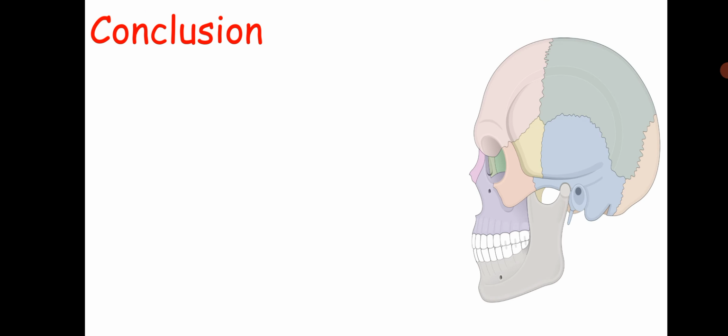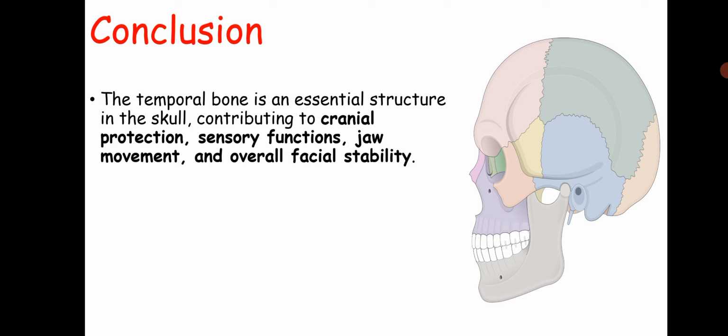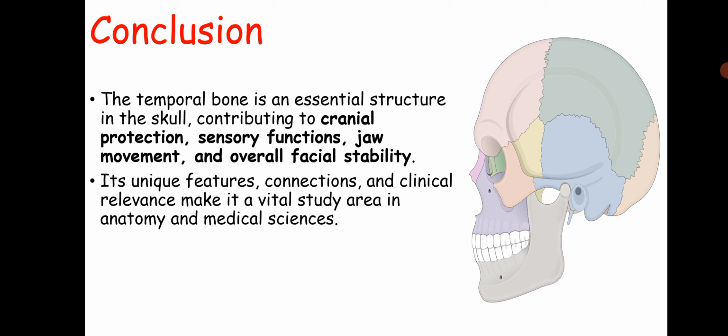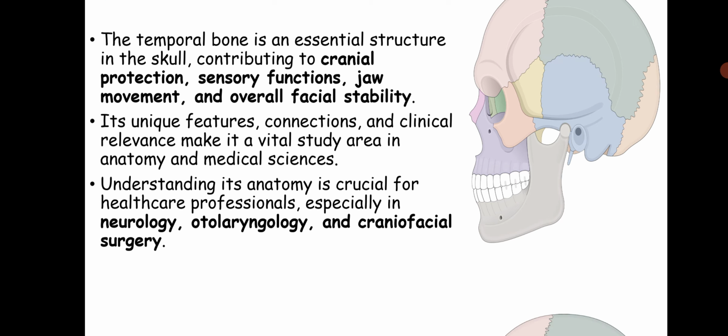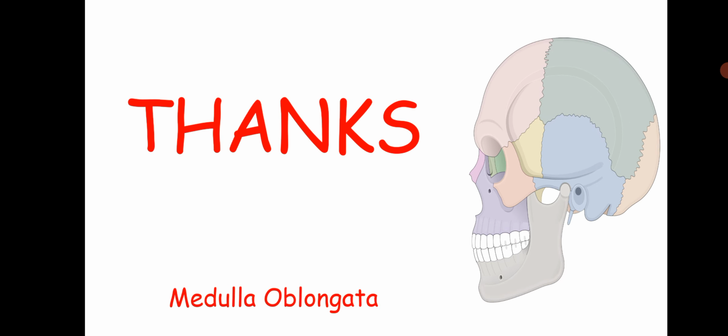Now let's talk about the conclusion of this lecture video. Temporal bone is an essential structure in the skull, contributing to cranial protection, sensory function, jaw movement, and overall facial stability. Its unique features, connections, and clinical relevance make it a vital study area in anatomy and medical studies. Understanding its anatomy is crucial for healthcare professionals, especially in neurology, otolaryngology, and craniofacial surgeries. And it was all about temporal bone.